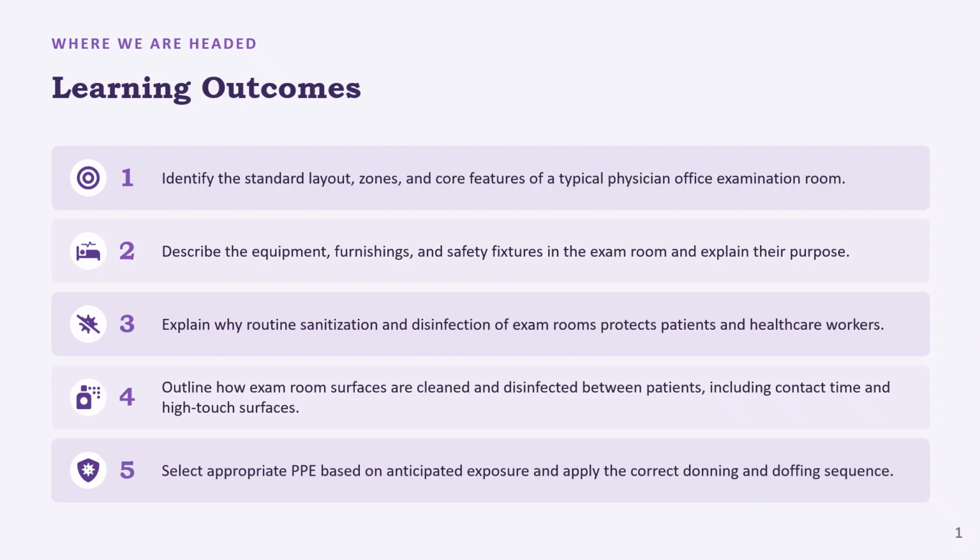Here are the learning outcomes for this lecture. By the end, you should be able to do five things. One, identify the standard layout, zones, and the core features of a typical exam room so you can picture the space and move through it efficiently. Two, describe the equipment, the furnishings, and the safety fixtures you find there and explain why each one is present. Three, explain why routine sanitization and disinfection matters. In other words, why we clean it all and how it protects both patients and you as a worker.